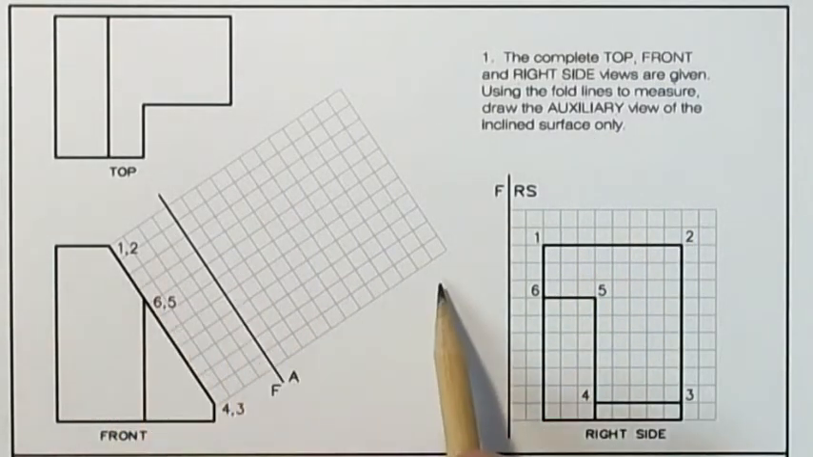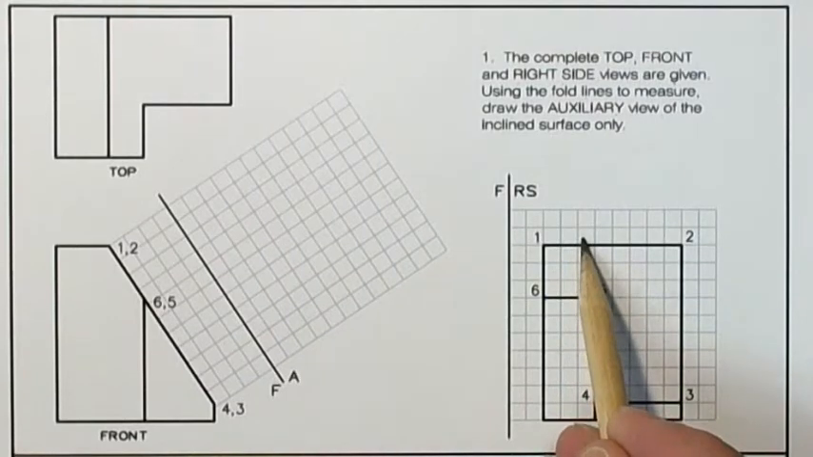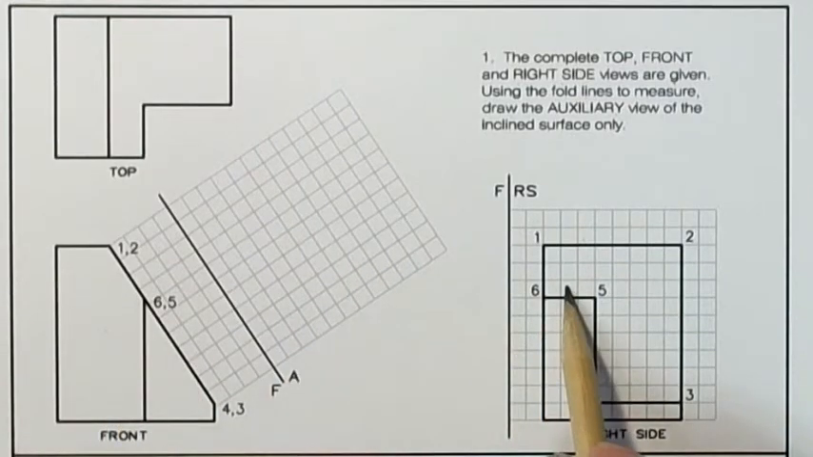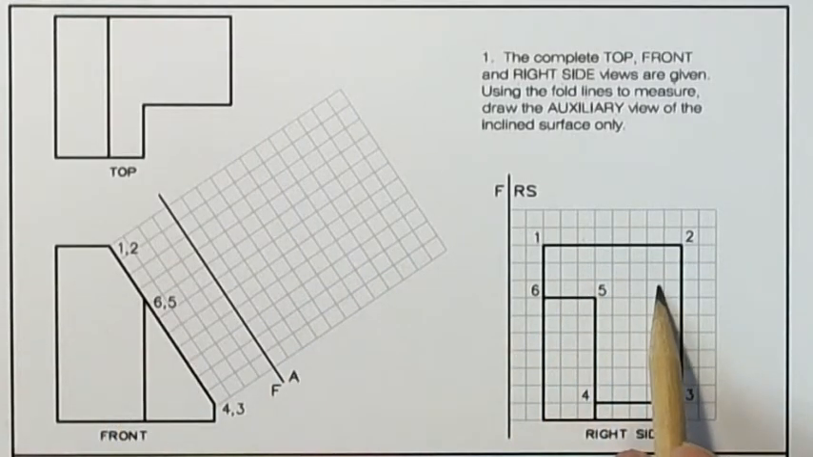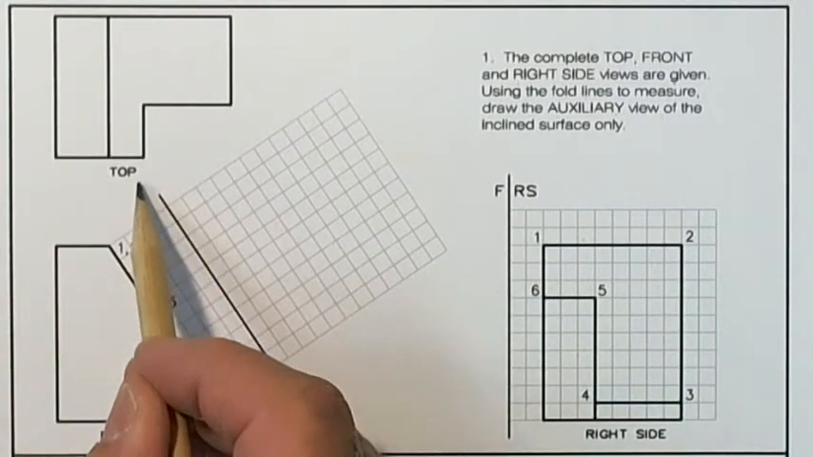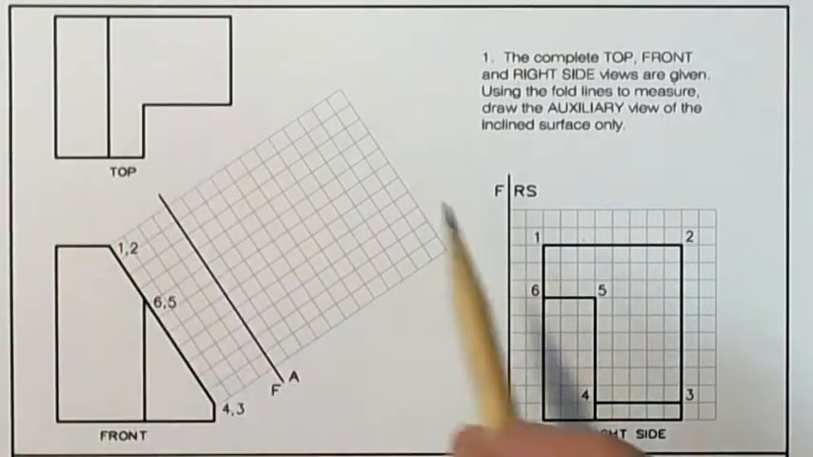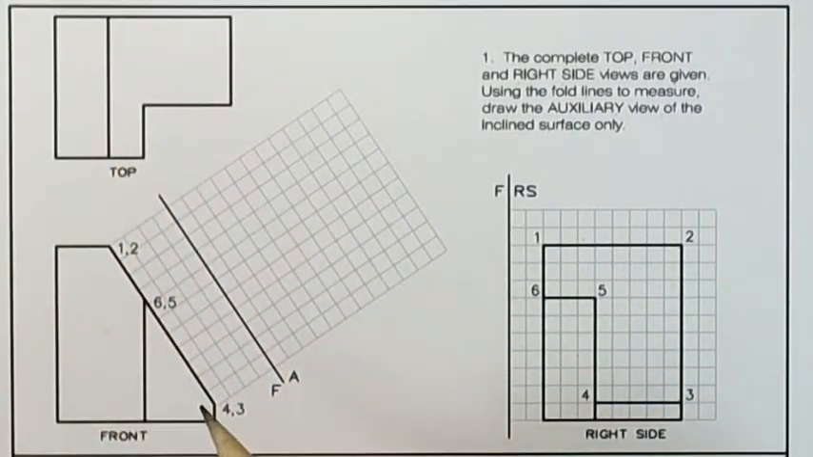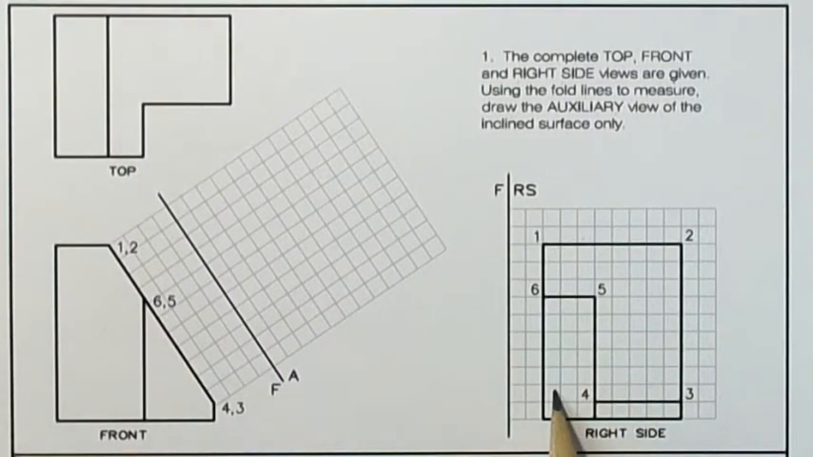Now, in this case, this is my right side and this is my front view. And we're going to take our measurements from the right side view. We could also have a fold line here, and since we're measuring depth, we could also just as easily have gotten our measurements from the top view. But since we have our grid laid out for measurement, we're going to go from here.